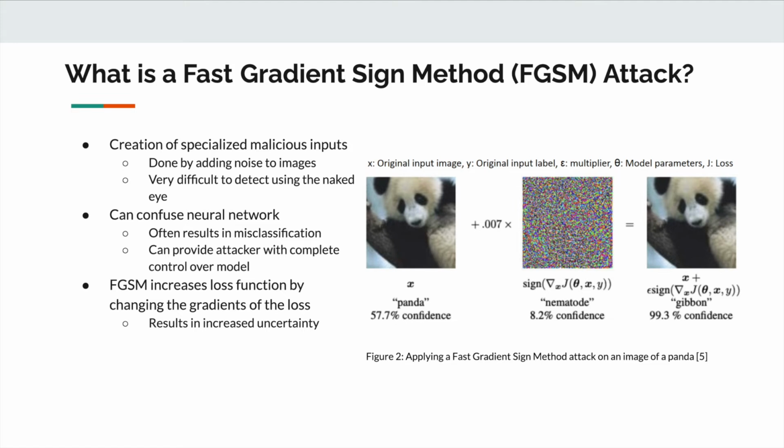It's not quite the same, but if you're just looking at it, it's going to be difficult to see unless you're really zoomed in on specific pixels. However, this noise is still apparent enough that it can later confuse the neural network and result in a misclassification. Repeated misclassifications can grant the attacker complete control over the attacked model, and in the end, FGSM confuses the classification model by increasing the loss function. And this is done by modifying the gradients of the loss, which increases uncertainty.